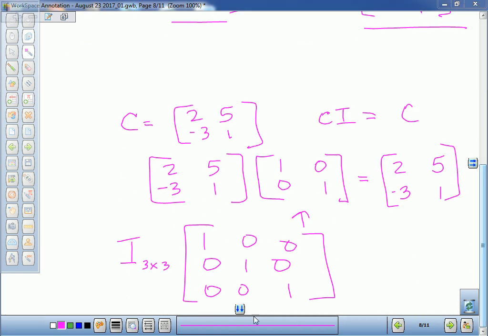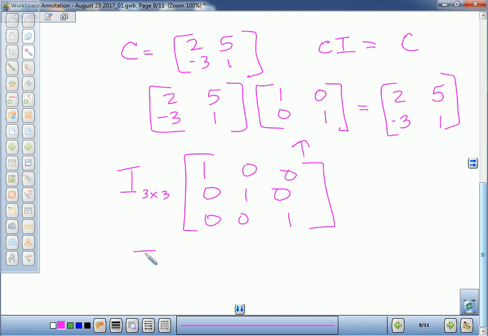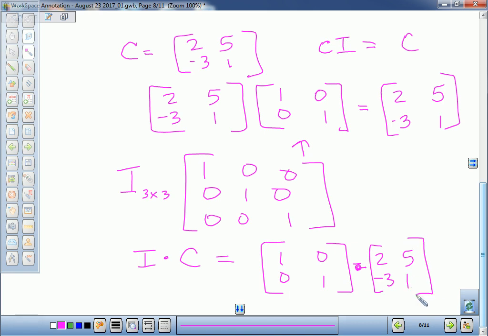Try it. Okay, so Dalton's questioning: what happens if I do this? Let's do it. 1, 0, 0, 1. You get the same thing. So we get 2, 5, -3, and 1. It's the exact same thing. Will that always happen?